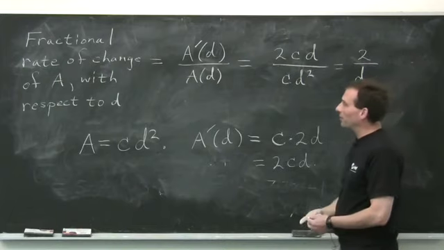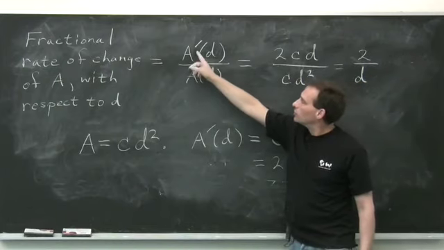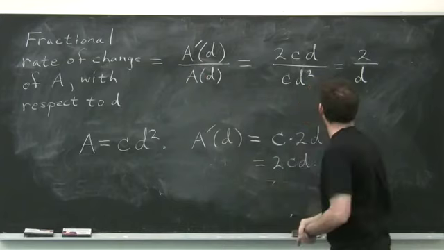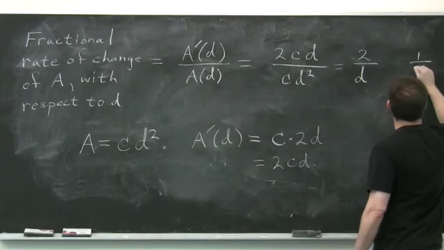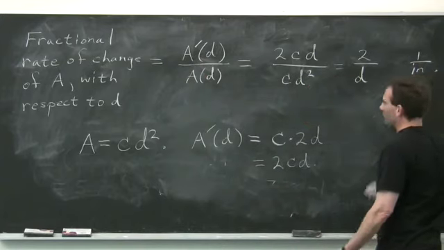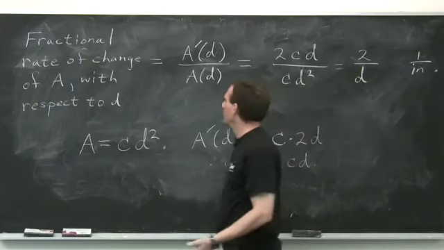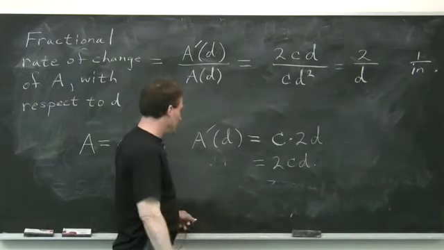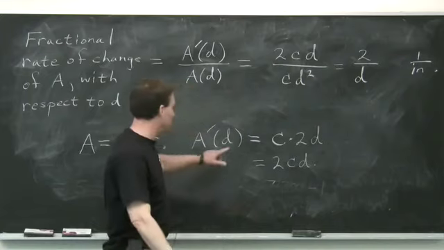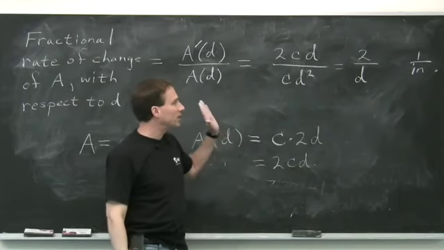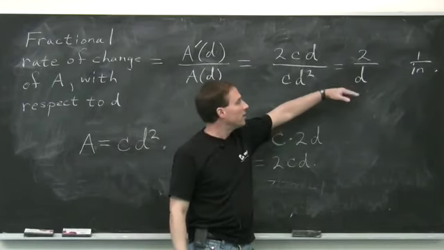The units here are a little weird. This is square inches per inch, and we divide it by square inches. So the units come out as just being per inch, so 1 over inches. But what do we see? It's 2 over D. Regardless, the C dropped out. So widescreen television, full screen television, doesn't matter.